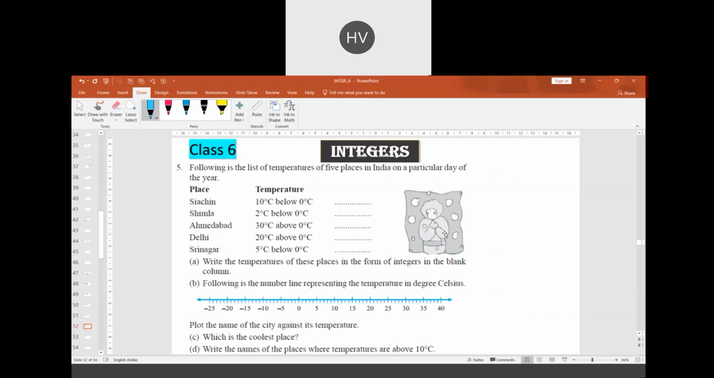Now coming to question 5. It's a very lengthy question. Slowly we must go through the question to understand what is given.